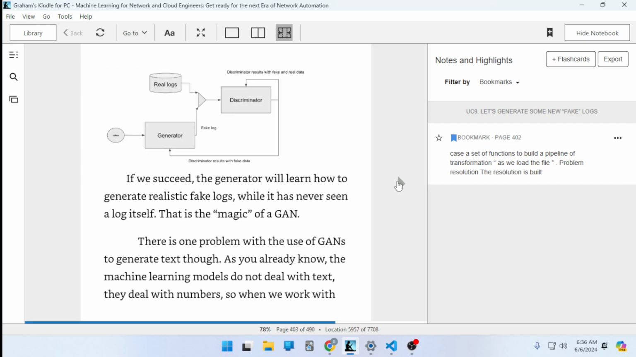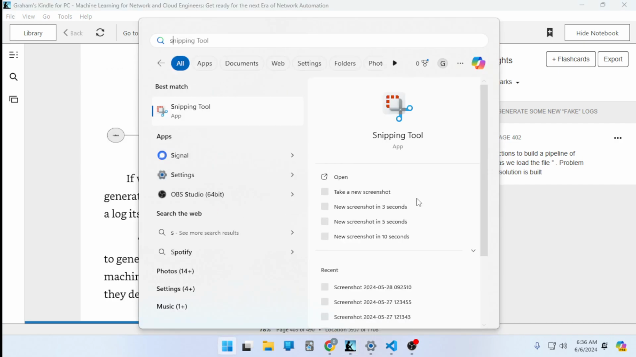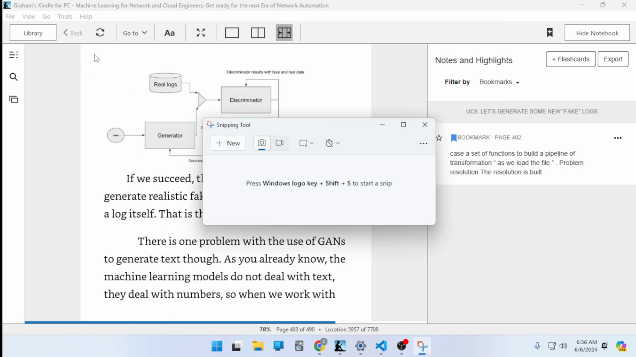Okay, so here's a diagram. What I've been doing with these is just pasting these into ChatGPT and seeing what it has to say.